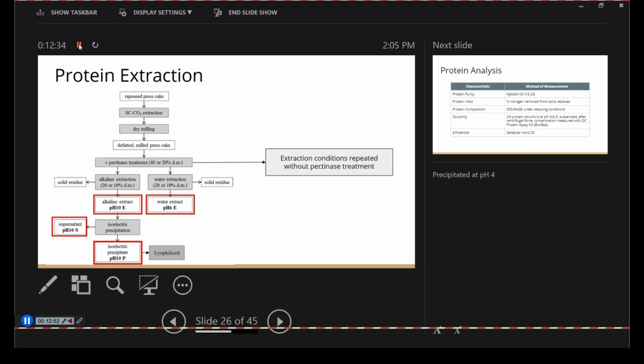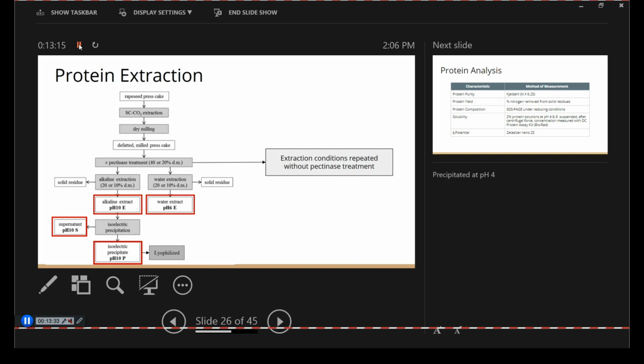To test this, the rapeseed press cake was already given and the residual fat was removed with supercritical CO2 extraction and milled. From the defatted press cake, there was enzymatic treatment, and then there was just a water treatment done at 40 and 20% solids. And then from there, for both of the treatments, there was alkaline extraction and water extraction, or reference, which was performed at 20 or 10% solids. And then from there, we have the alkaline extract, which I will refer to as pH 10E, E for extract, or pH 6E, E for extract, for the water extracted ones.